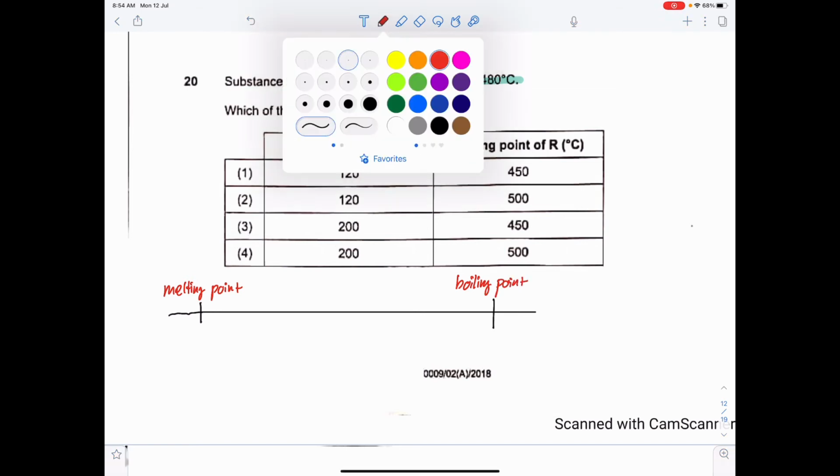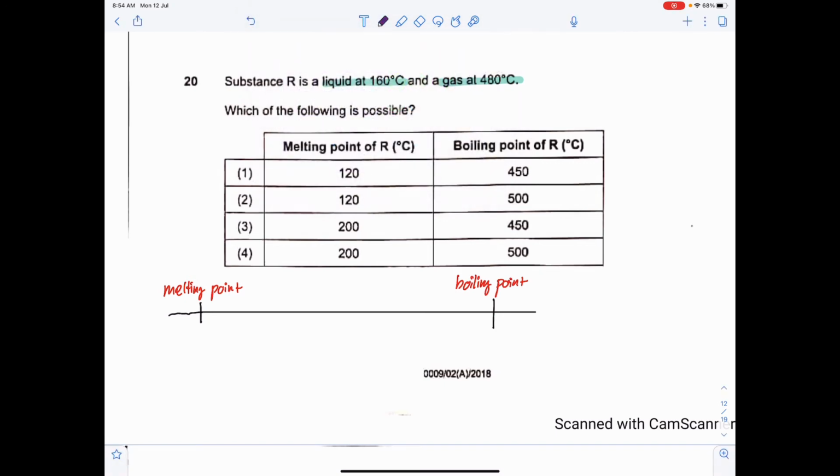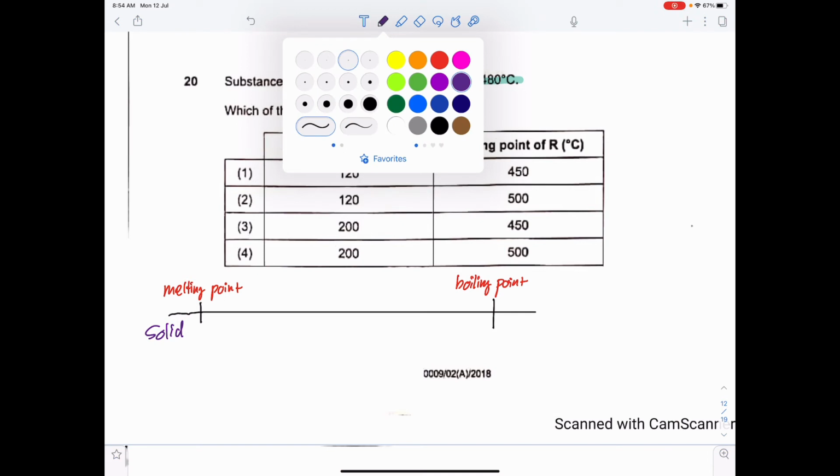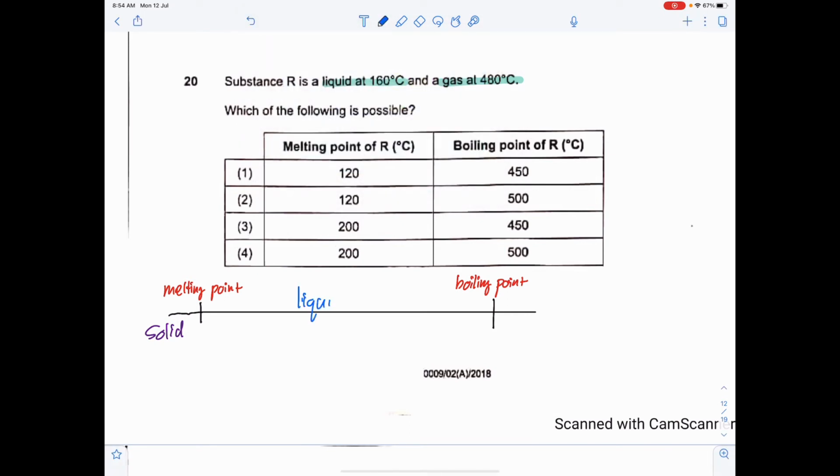So there are three segments here. Now, the one that is before your melting point would be solid. And then after your melting point would be liquid, which I'm going to use another color. And then when it's after your boiling point, or it reaches boiling point, it should be gas. Alright? So by having this, you can understand that anything that is at melting point or above melting point will become a liquid.